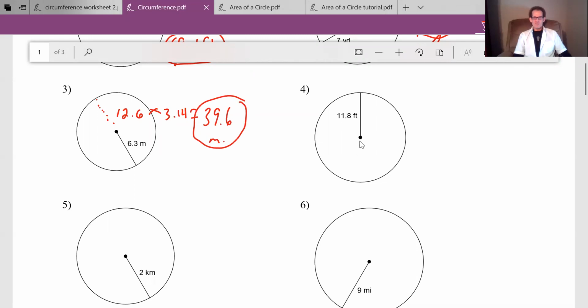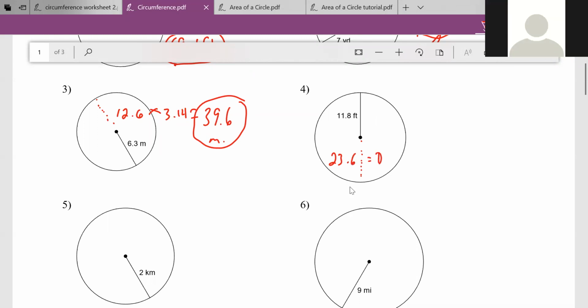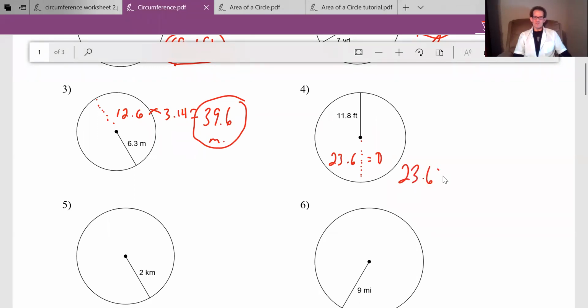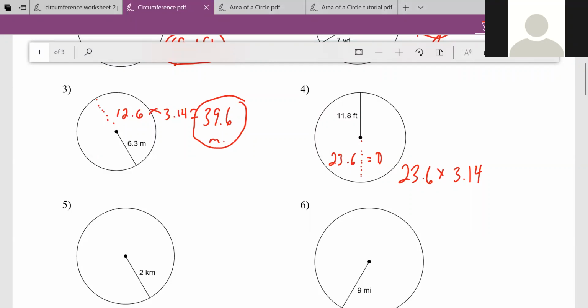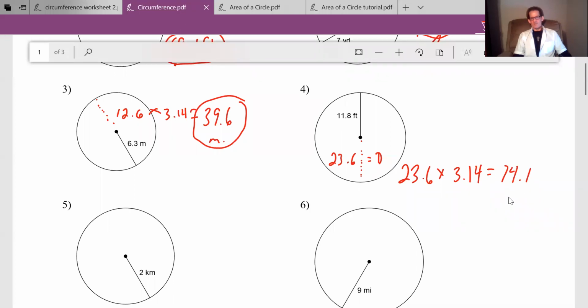Okay. Here I've got radius. I want the whole distance across. So if I did 11.8 plus 11.8, I'd get 23.6. That's the diameter, okay? And if I find the circumference, I'm going to take 23.6 times 3.14, and then we're going to round it. 23.6 times 3.14 is 74.10. Now I can't round this to the nearest tenth because the number in the hundredth place is less than 5. So this would just remain 74.1. Okay. So I'm just going to write 74.1. And this is measured in feet. 74.1 feet.